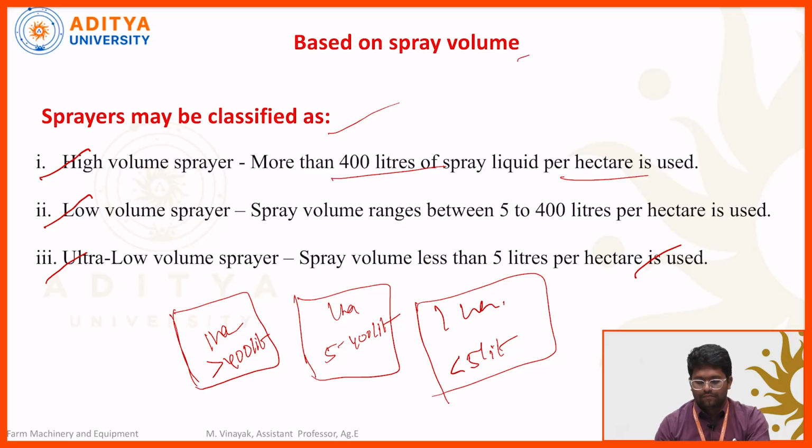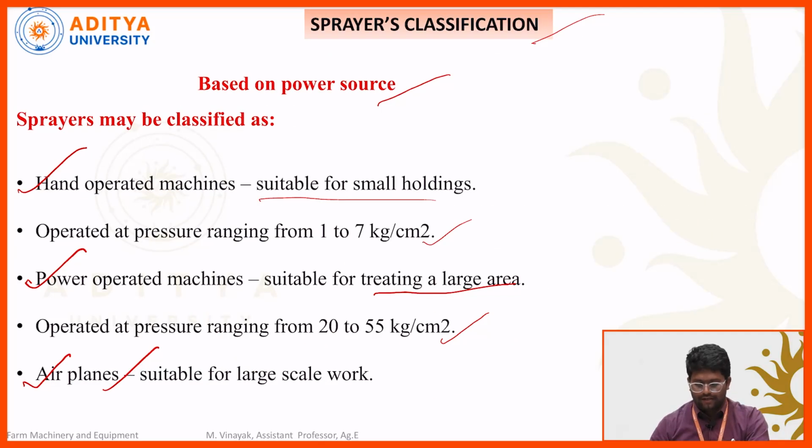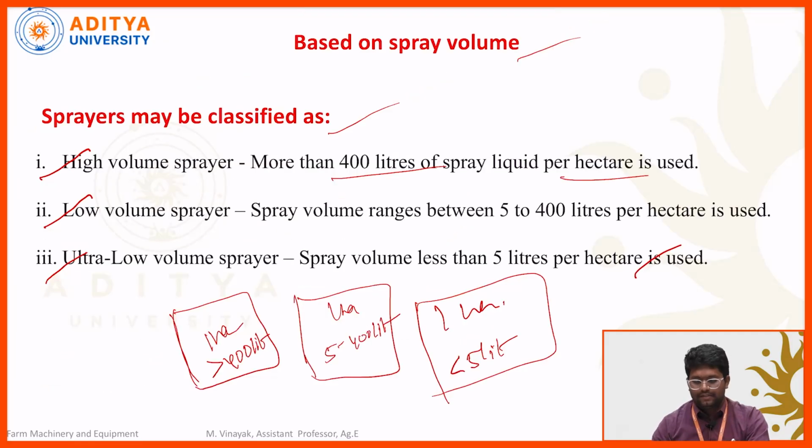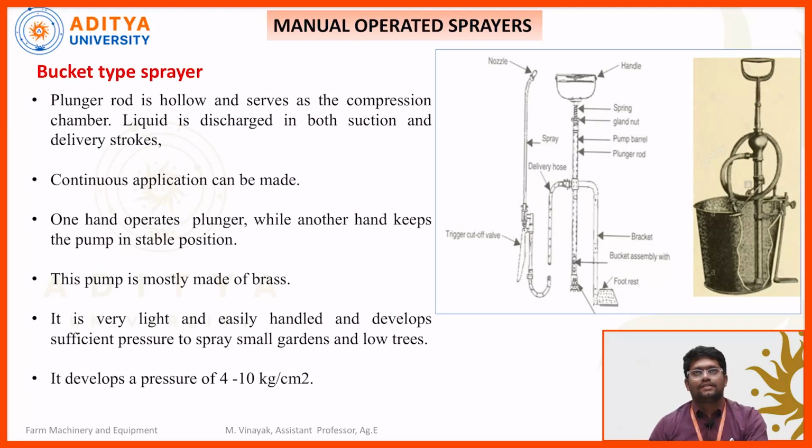So, based on power source: hand operated, power operated and aeroplane. Based on volume: high volume sprayer, low volume sprayer and ultra low volume sprayer. Next, we can discuss the different types of sprayers. First one is the manually operated sprayer. Regarding manually operated sprayers, many types are there: bucket type sprayer, plunger type sprayer, NASA sprayer, foot operated sprayer, rocker arm sprayer. We can discuss them one by one.